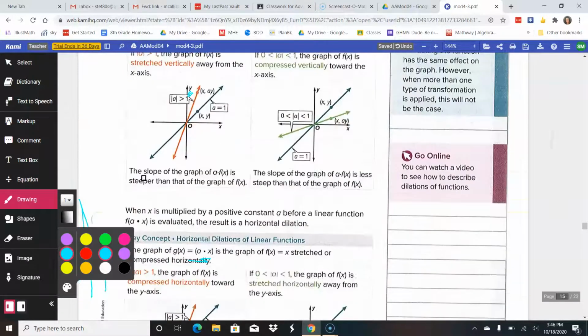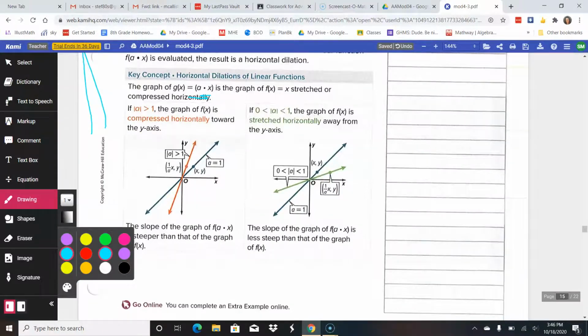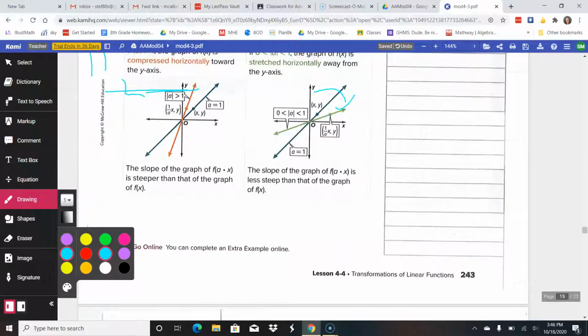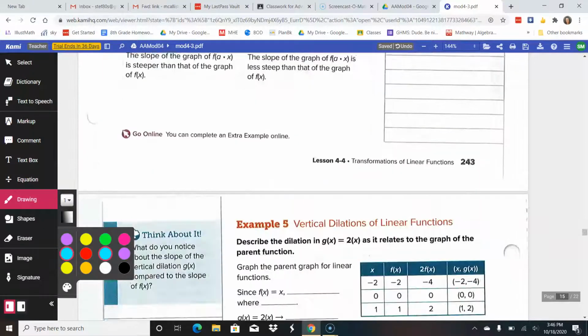And I'll show you what that means in a second, okay? Here, if my a is between 0 and 1, it's the same kind of deal. It's stretched away from the y-axis. Here, I'm pulling it, going that way. Here, it's going away from it. That's just all that means. Essentially, my slope is less steep. You're concerned with the slope. Is this slope steeper? Is it close to the x-axis? You have to understand in terms of the slope, what does that actually mean?